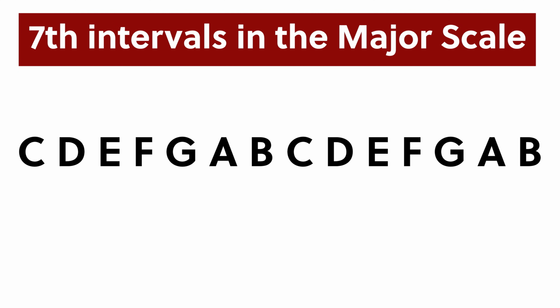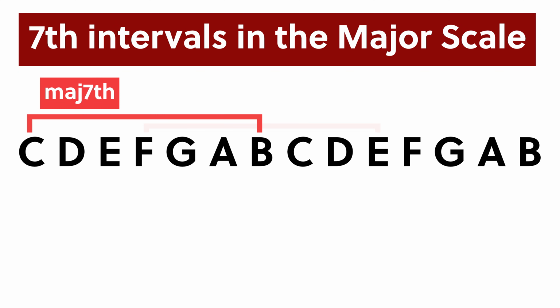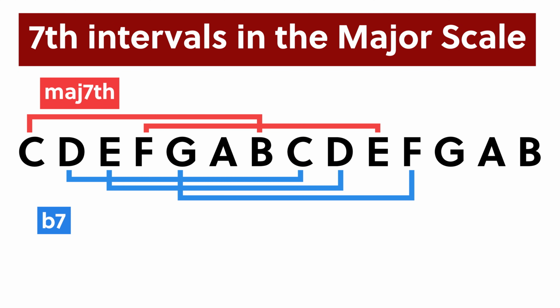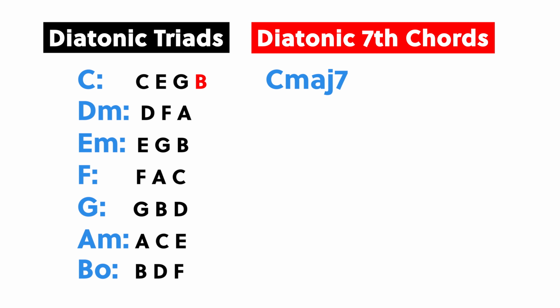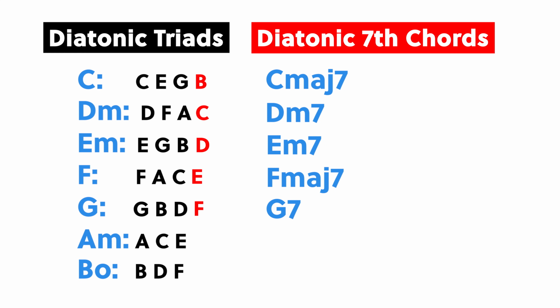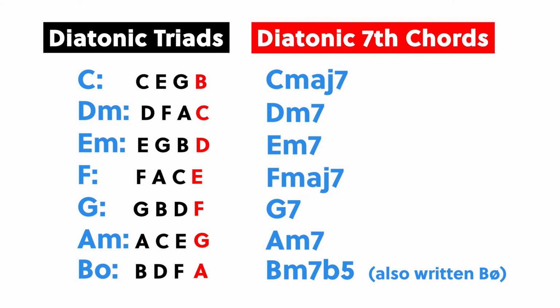Now you already know all the triads, and all you need to do to get 7th chords is really just to add the 7th, which is just stacking one more third in there. For a major scale, you only have 2 types of 7th interval, a major 7 and a flat 7. In this way, we can start with the triads and then add a 7th for each chord. So we get C major 7, D minor 7, E minor 7, F major 7, G7, A minor 7, and B minor 7 flat 5.